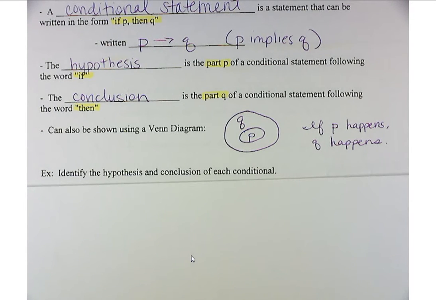So what we're going to do is identify the hypothesis and conclusion of each conditional. I want you to see if you can highlight the hypothesis. And if you have a different color highlighter, use a different color to highlight the conclusion. You can also underline if you don't have a highlighter. So you can underline once for the hypothesis, underline twice for the conclusion.